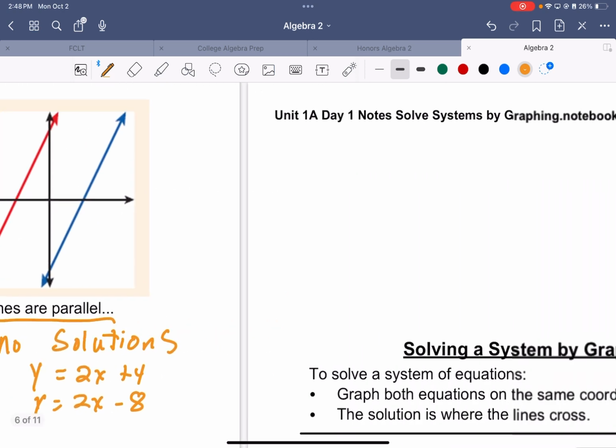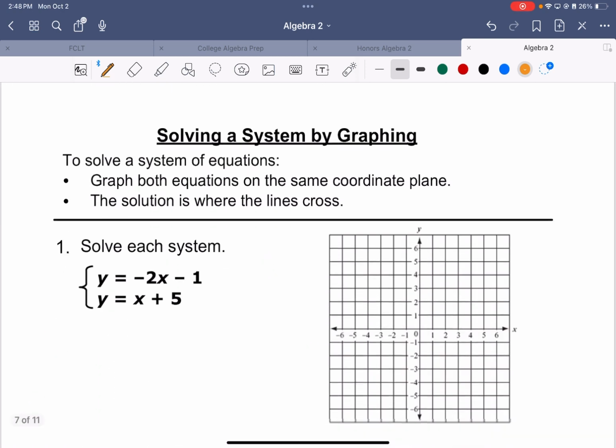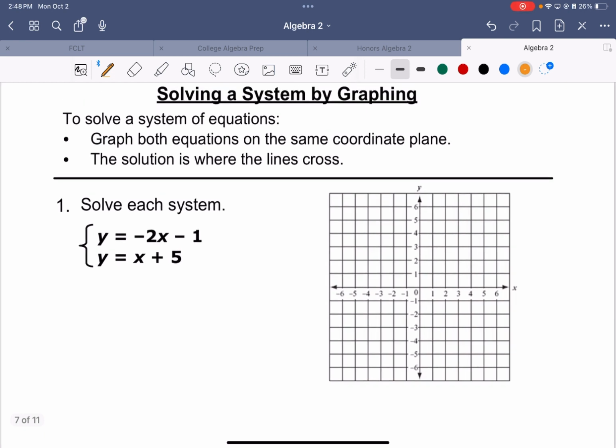How do we go about then doing this? What's the operation for doing this? To solve a system of equations by graphing, you have 2 steps. Well, 3 because there's 2 parts to the first step. But the first thing you're going to do is graph both equations on the same coordinate plane. That's step 1.